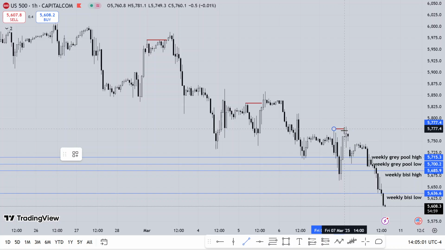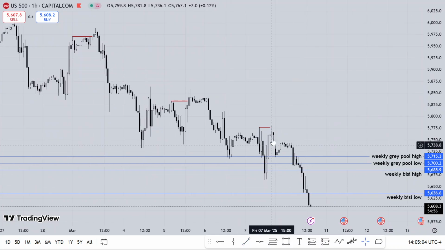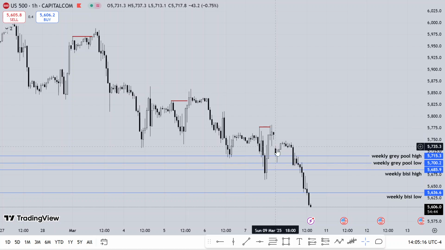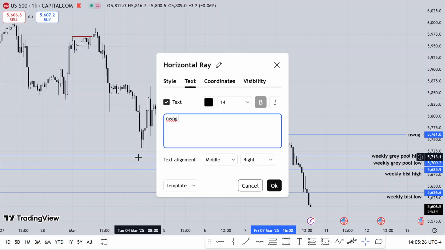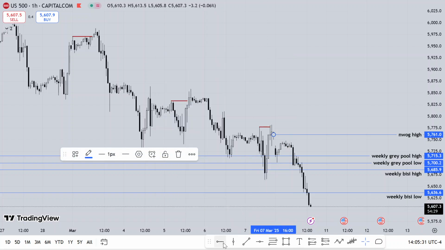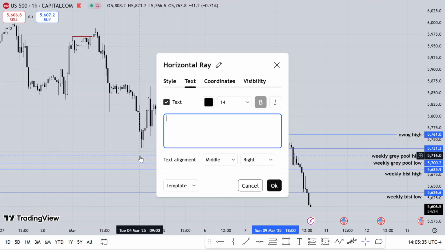And on Sunday's opening, price opened lower, leaving this imbalance here. And during the London session, we rebalanced this volume imbalance with this liquidity void here, which is the new week opening gap. So here you have the new week opening gap high, which is the close of Friday's trading, and the new week opening gap low, which is the opening of Sunday's trading.